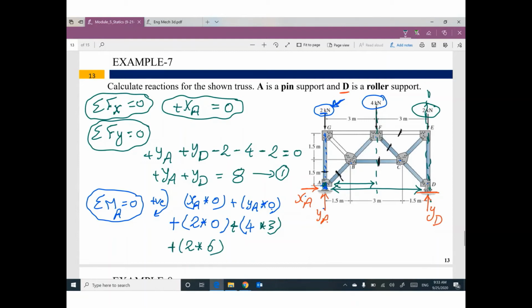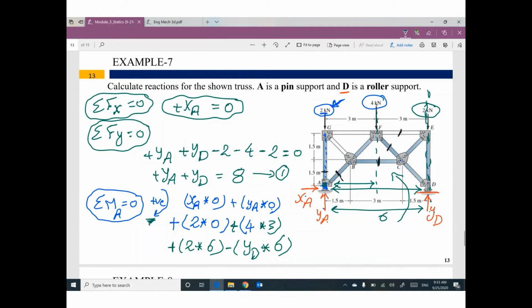Then YD. YD is a vertical force, so I'm looking for horizontal distance between this force and point A. Do you have distance? Yes, we have 6. And this force will be negative. Why? YD times 6 rotates like this, which is counterclockwise, opposite your assumption, so it will be negative.